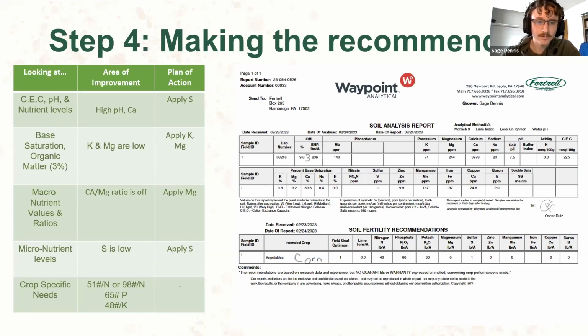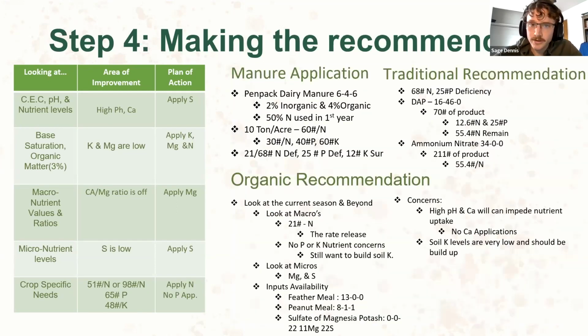Well, now that all the math is pretty much done, it's quite simple. I have it broken down in 3 ways, because I personally feel like it doesn't matter if you're conventional or organic or just a sustainable farmer. Like, whoever you are, you're going to be applying manure if you have it. So let's look at your manure application, and then we're going to differentiate the 2 systems. So with this manure application, as stated, I know we have our dairy manure available. That is a 6-4-6, 2% inorganic, 4% organic nitrogen.